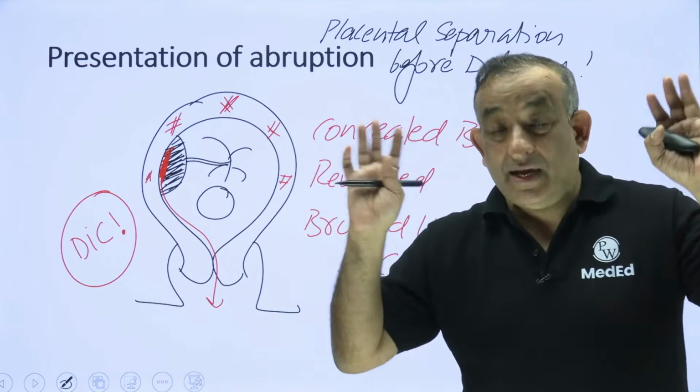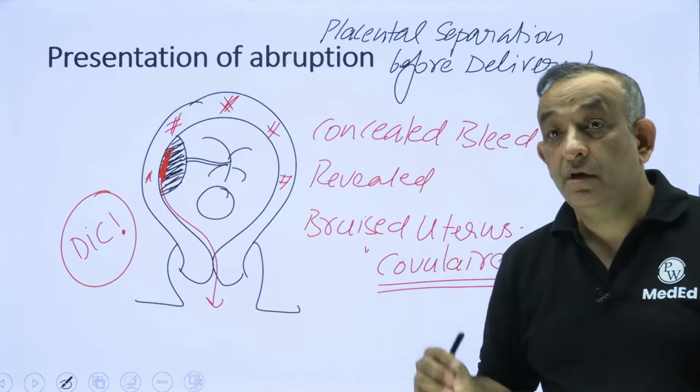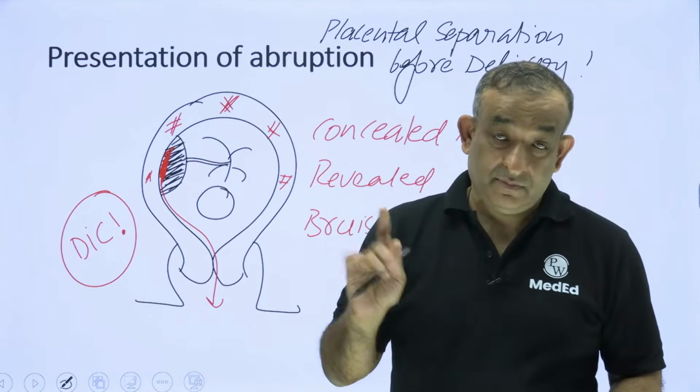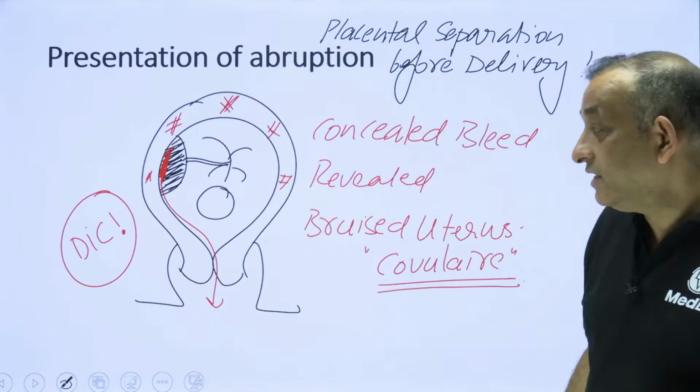So that is the background music which is there in your head whenever you're doing something. So when you see a case of abruption, DIC should not happen. Okay, keep that in mind, then the management options will be easier to understand.